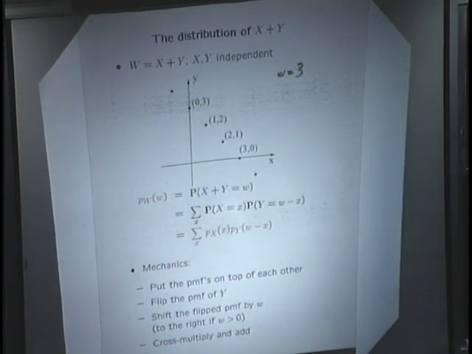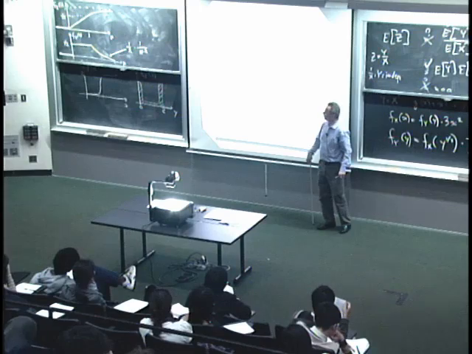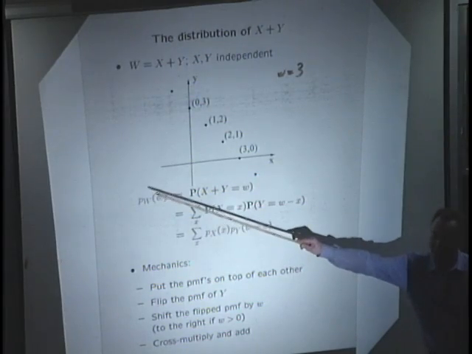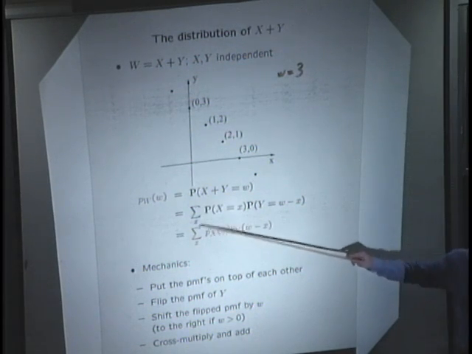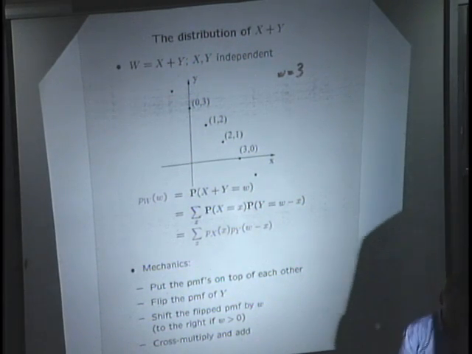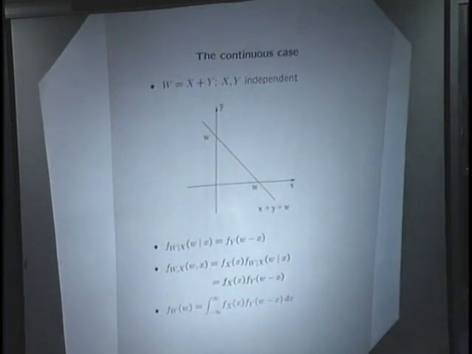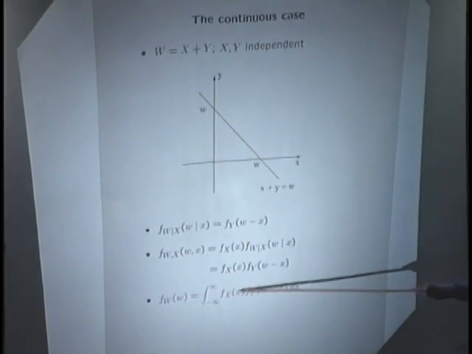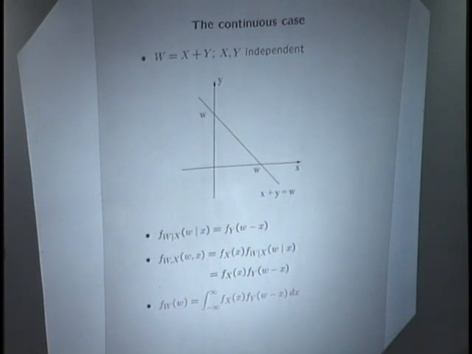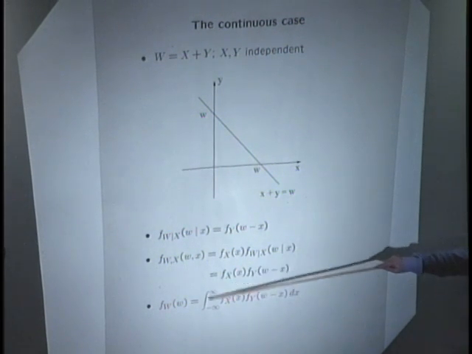Well, the story is familiar. In the continuous case, pretty much almost always things work out the same way, except that we replace PMFs by PDFs, and we replace sums by integrals. So there shouldn't be any surprise here that you get a formula of this kind. The density of W can be obtained from the density of X and the density of Y by calculating this integral.